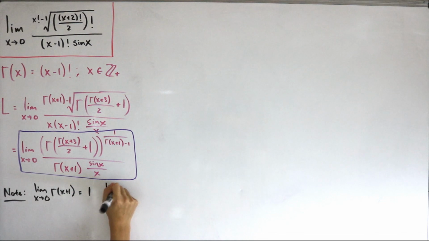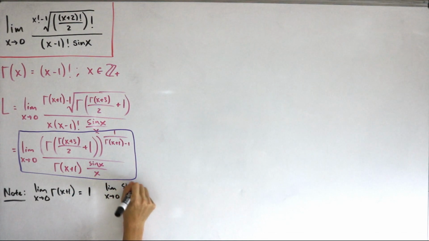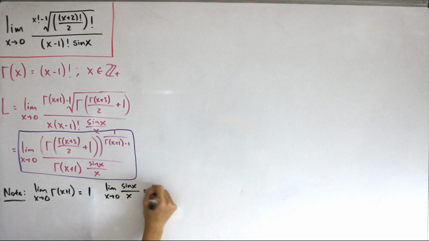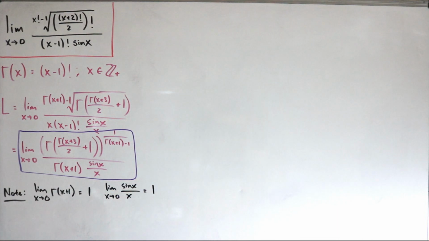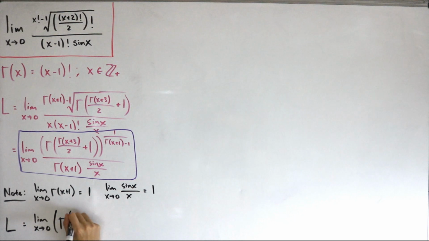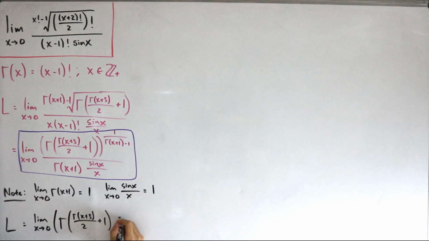Then we have another limit, the limit as x approaches 0 of sine of x divided by x. We all know that this is simply equal to 1. You see this formula a whole lot in an introductory calculus course. That's great, because it means the denominator is going to completely vanish. What we have now is that L is simply the following numerator: the limit as x approaches 0 of gamma of (x plus 3) divided by 2, add 1, and then take that exponent, to the power 1 divided by (gamma of x plus 1 minus 1). So now that reduces some stuff down.